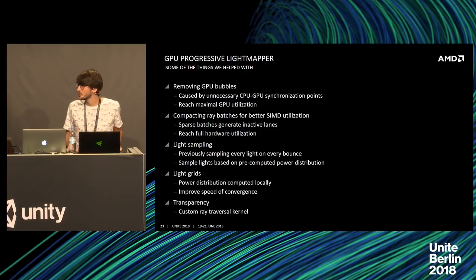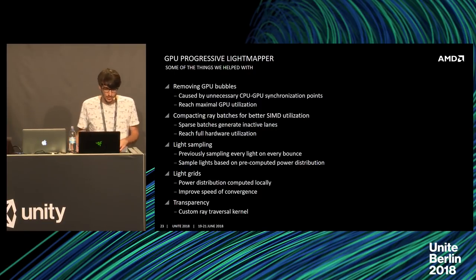The second optimization we did is that the batches of rays provided by Unity to Radeon Rays was sparse, in that they had some rays in the middle that were flagged as inactive. While that's not really a problem in terms of functionality that's supported, it typically generates inactive lanes on your device and you don't get full hardware utilization and the full performance. So we implemented ray compaction, which is essentially taking all the active rays inside of a buffer and moving them towards the left of the buffer, and only running the intersection on those. That means you get full SIMD utilization and you get the best performance.